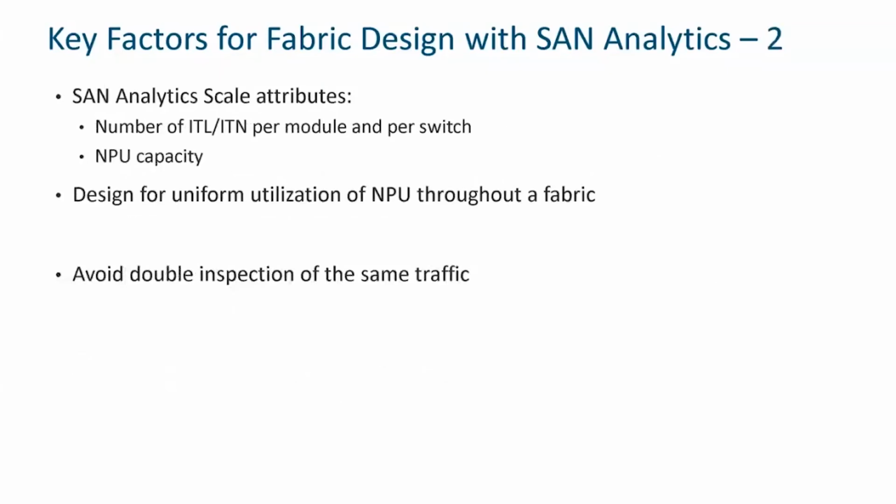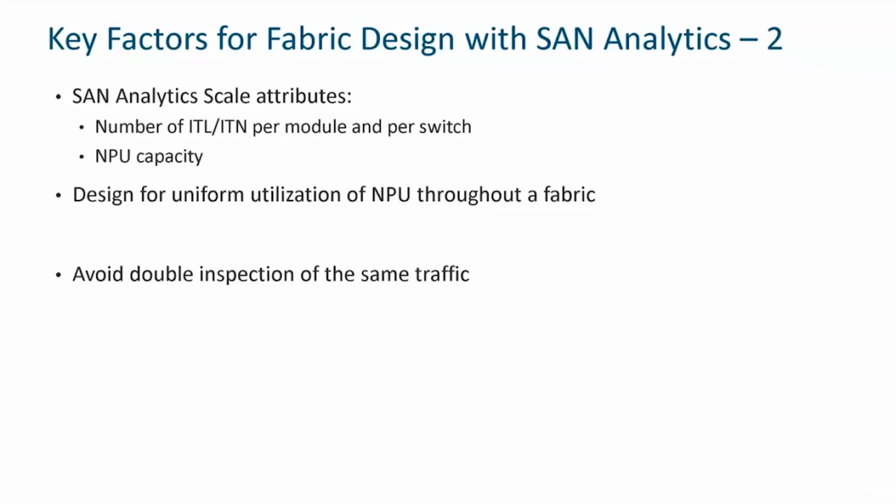Okay, talking about scale limits of analytics, the NPU. Just the NPU, because there are other factors too, like DCNM. But just on the switch, we have the NPU that collects all the metrics from the IO flows. There are two major scale attributes there. Number one, the number of ITL or ITN flows per module and per switch. Why per module? Because we have one NPU per module. And why per switch? Because eventually the supervisor has to handle everything and export the metrics. So that's why we have the overall limit.